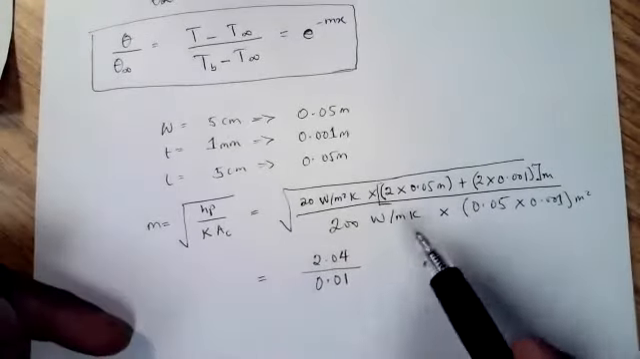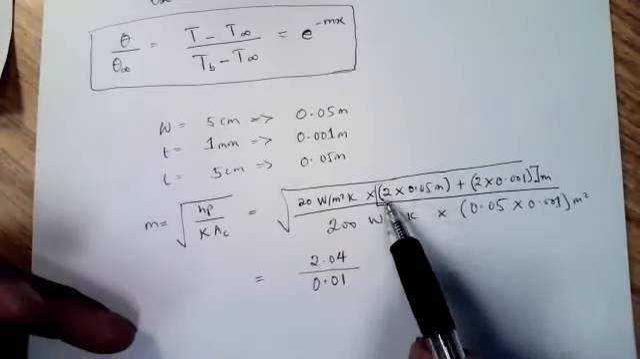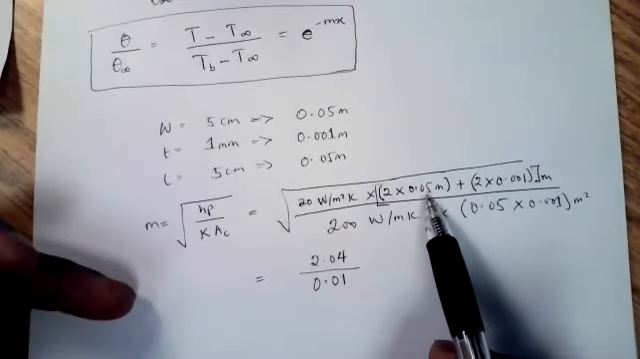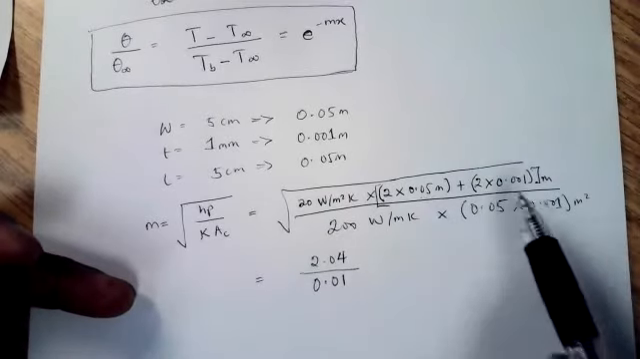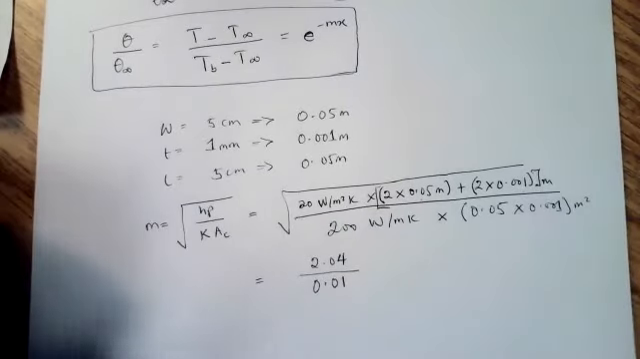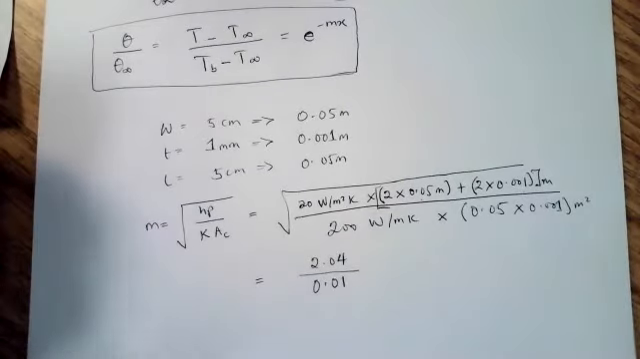Okay, let me take this one by one. So 2 multiplied by 0.05 will give us 0.1. 2 multiplied by 0.001 will give us 0.002. If we add that together, we get 0.102 plus.